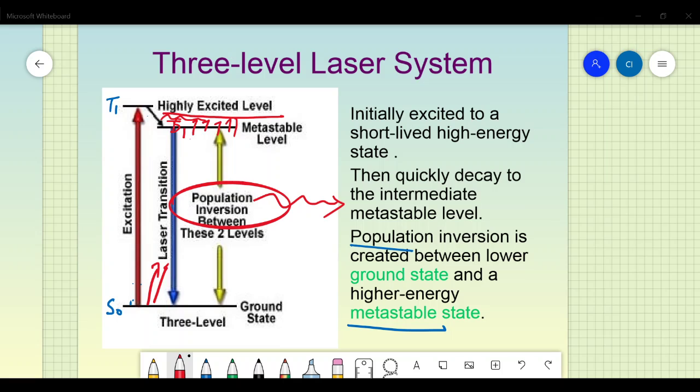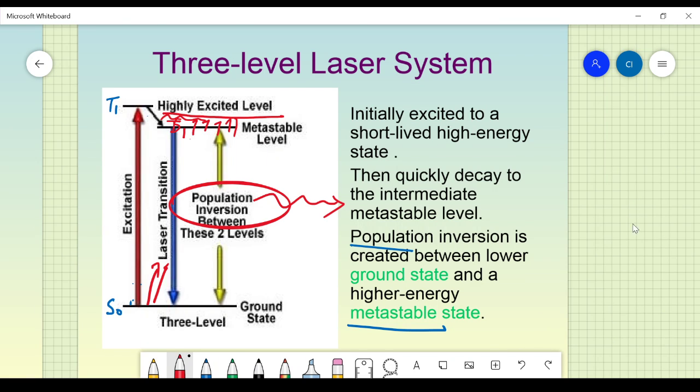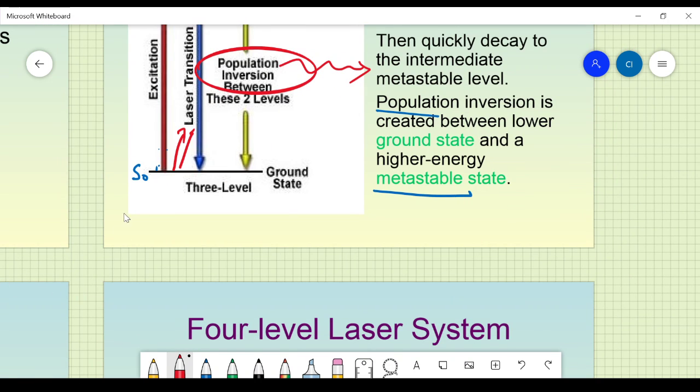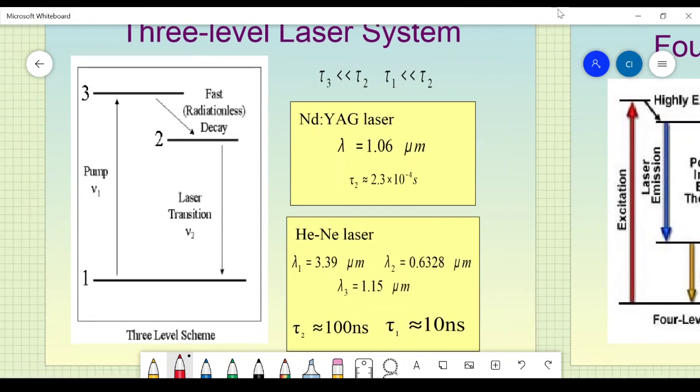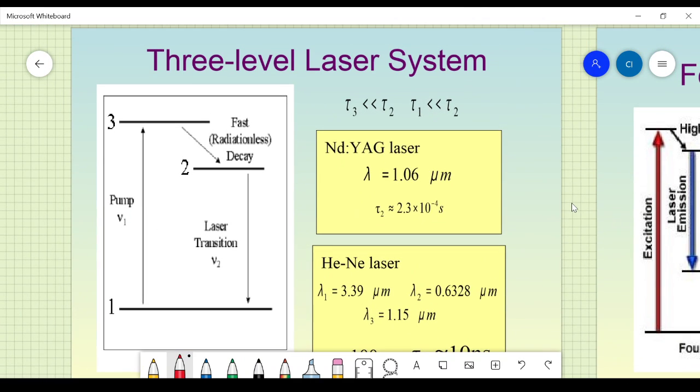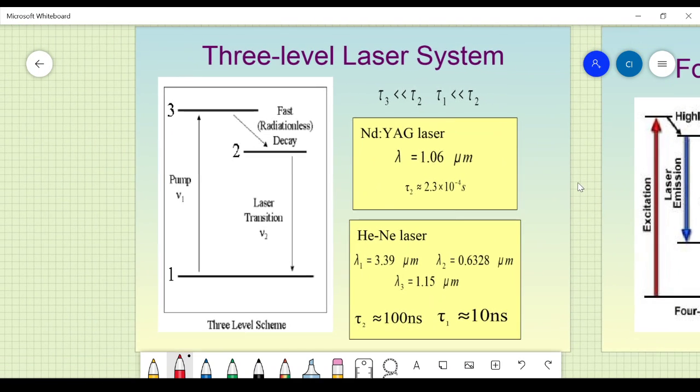Okay, so the next thing about this system is that they have got a two-level and three-level system. Here is the thing that I would want you to remember. The most important slide in this session is this one, a very important slide. So with the pump, you go from the singlet state to the triplet state, and then come to the second state. Here population inversion is there. This is a three-level system.